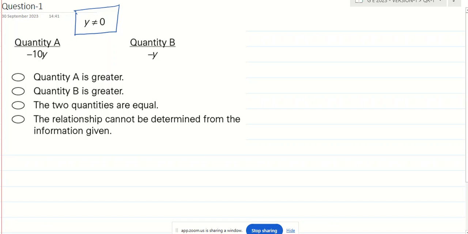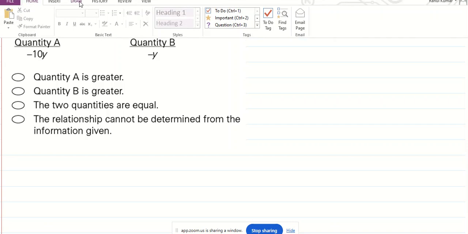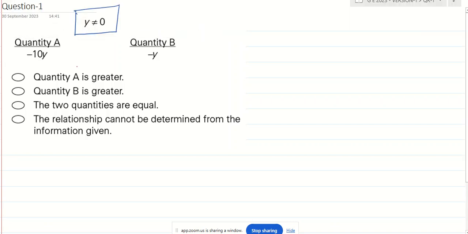Quantity A and quantity B, and then we have to find which quantity is greater. That's all. Okay, and then we have to guess the answer from here. So this kind of question, I told one approach. Remember, write quantity A on one side, quantity B on the other side, and write in between these options A, B.